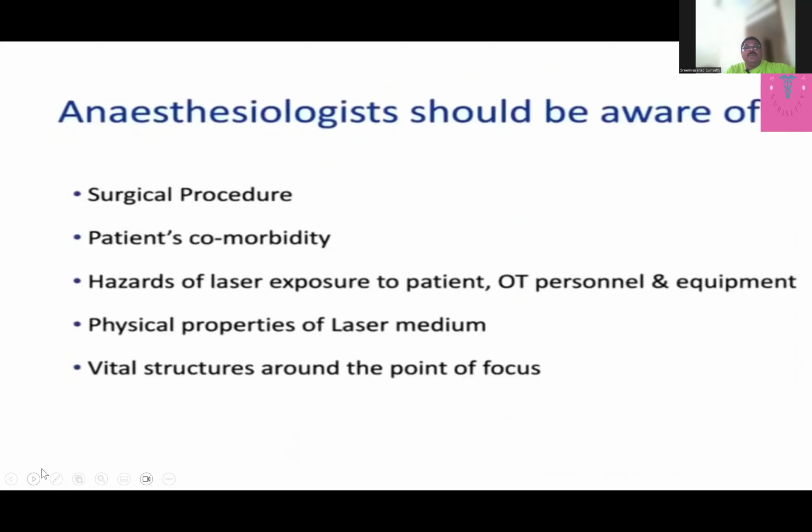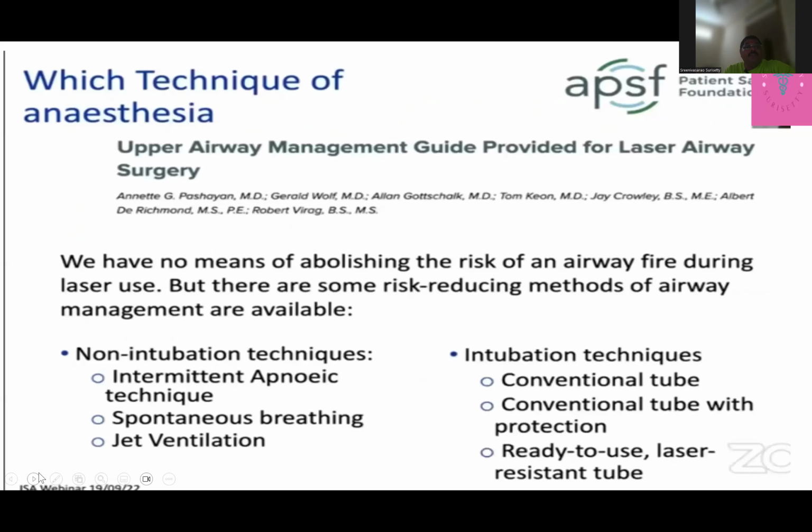So what should the anesthesiologists be aware of? The surgical procedure, patient comorbidities and hazards of laser exposure to the patient. From here onward, there are all the anesthetic considerations. These are all the introduction. So the anesthesiologist should be aware of the surgical procedure, patient's comorbidities, hazards of laser exposure to the patient and OT personnel, and the physical properties of the laser medium. The vital structures around the point of focus and how to protect them should also be borne in mind by the anesthesiologist. So which technique of anesthesia can you use?